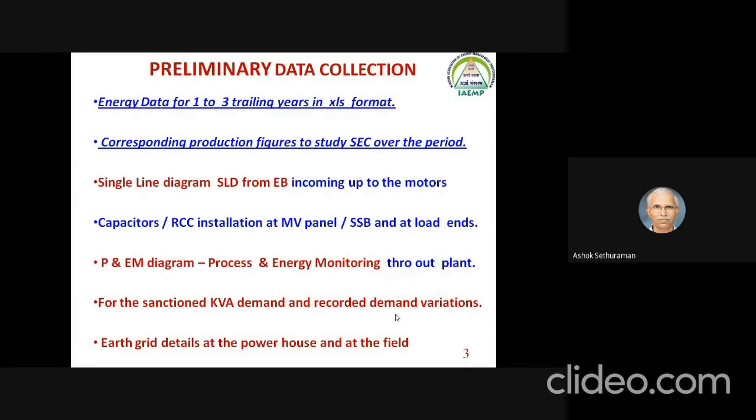Not only the electricity input, but the electricity flow from the main EB incoming up to the motors, and the capacitors installed at the power house, at the SSB, at the DB and at the motors. What is the level of capacitors that has been put in the industry? This depends upon the linear load or the non-linear load of the industry as well. Let us go into it next. Then the most important thing which I find is the process and energy monitoring diagram or sketch. Where are they monitoring?